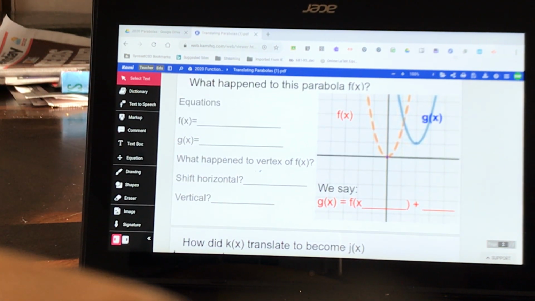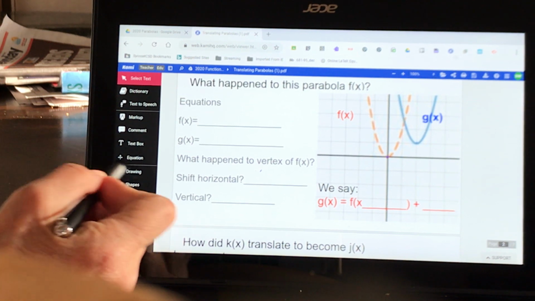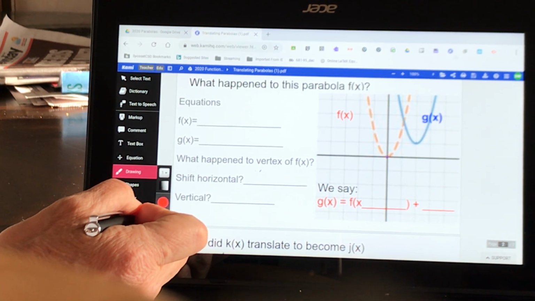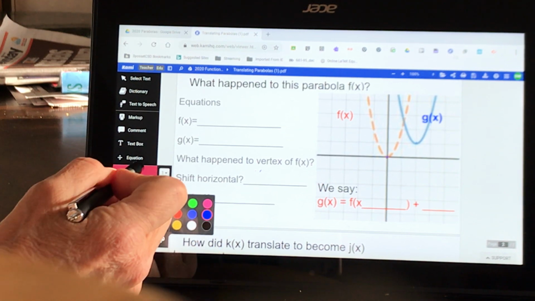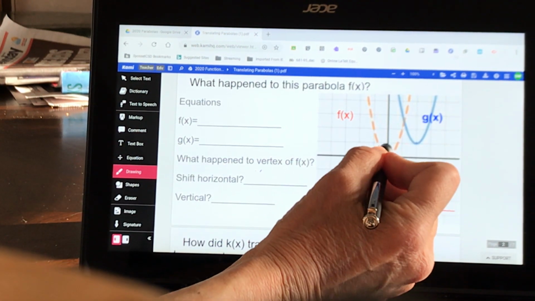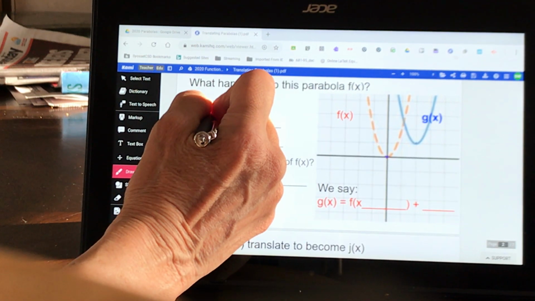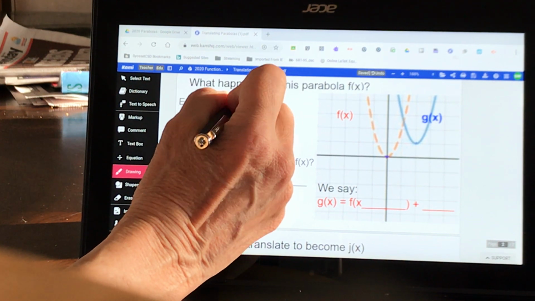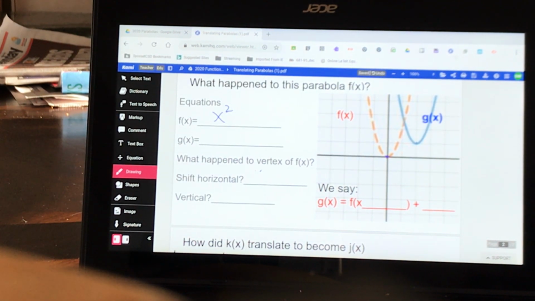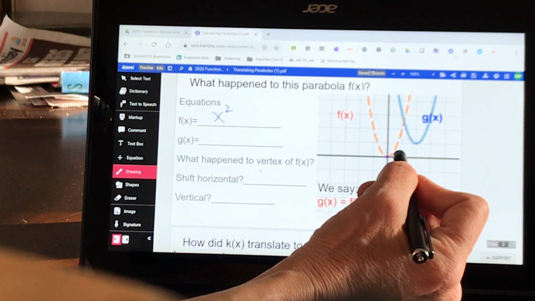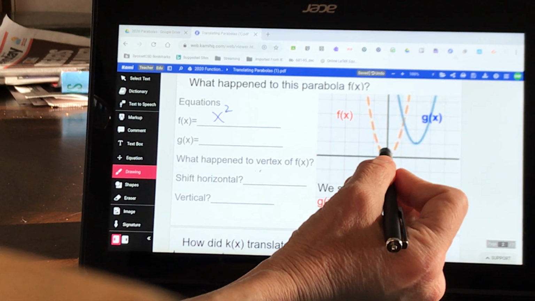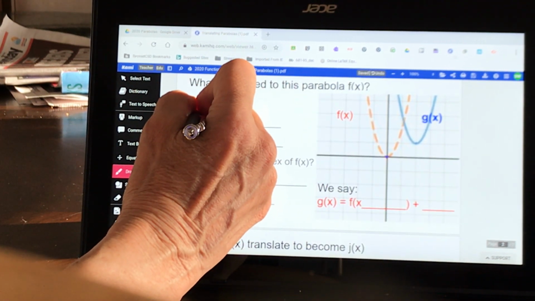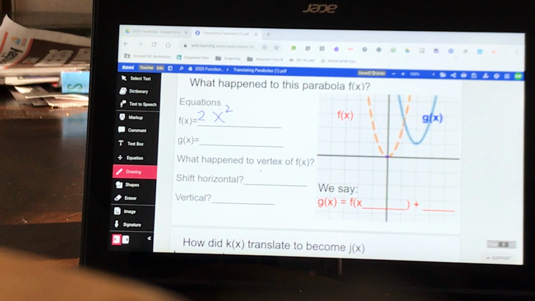So what happened to the parabola f of x? We're going to talk about f of x as our primary parabola. You can see the vertex is at 0, 0, and you can see it's a parabola. So it's in the x squared family, the quadratic family, but it's not just f of x equals x squared because it seems to be stretched. Instead of going over 1, up 1 to the surrounding point, it's going over 1, up 2. So it seems to be stretched by 2. So that tells me f of x is going to equal 2x squared.